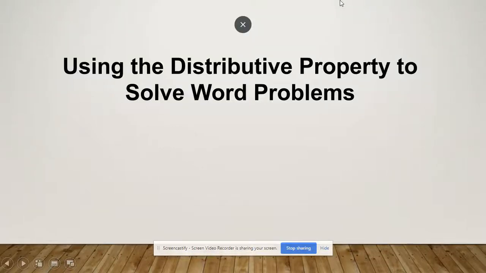Hi gang, today we're going to be using the distributive property to solve word problems. Some will be very similar to the last two that we saw in yesterday's notes. Others will be more real world type problems that need to be solved. So let's take a look at what we got.